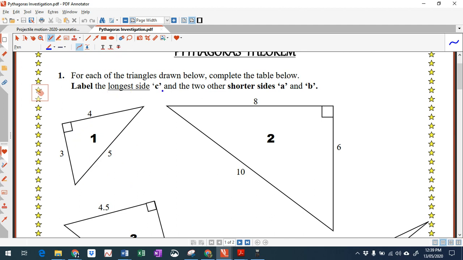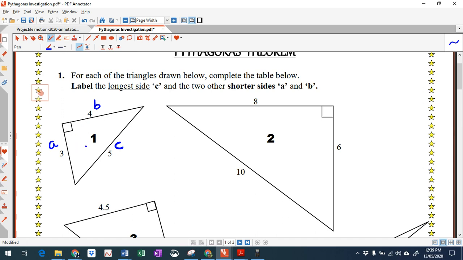It says label the longest side C and the other two shorter sides A and B. Okay, so if we do the first triangle, the longest side is C. Now the two other sides, we've got to label them A and B. It doesn't matter which one's A, which one's B. I'm just going to start with the smallest one there and next biggest one there. So A and B. Let me just draw that A again. So I've labelled the sides A, B, and C.